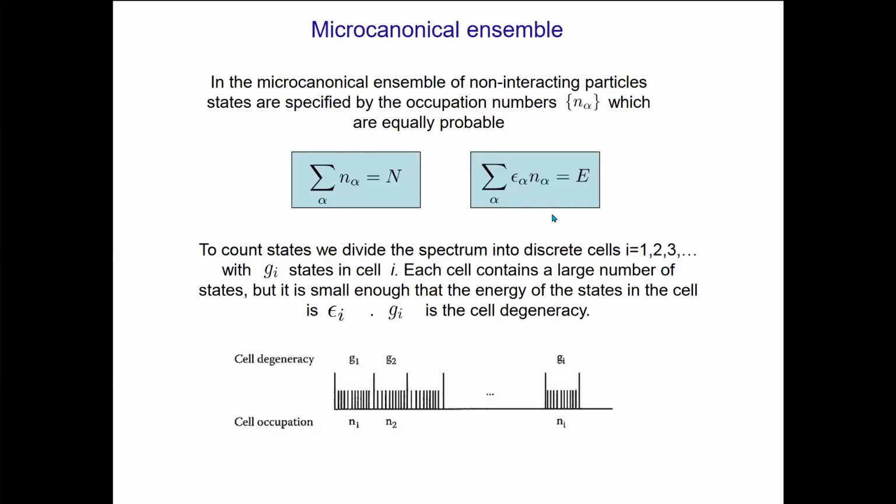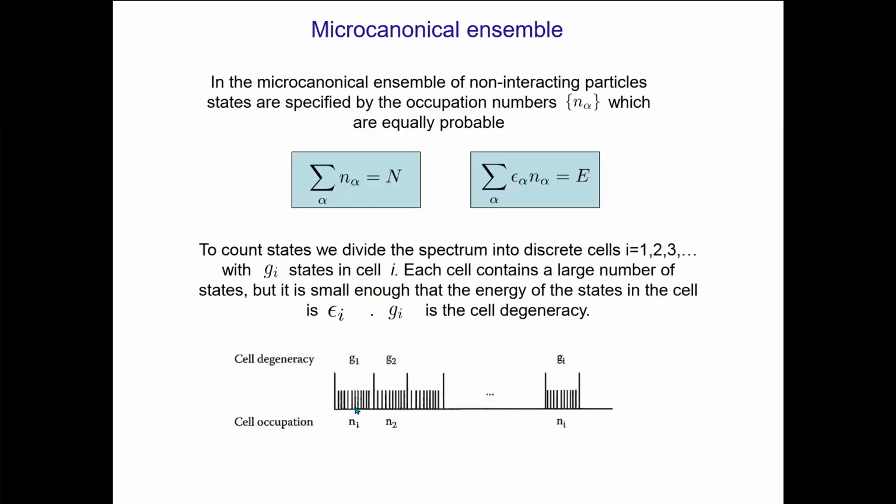To do that, we actually need to first discretize the system, so as to count states in the discrete system. Even if the energy spectrum is continuous, as we did in the microcanonical ensemble, we introduce small volumes in the phase space. So we would like to develop a similar set of ideas. To count states, we now divide the whole spectrum of the system into discrete cells, i equal 1, 2, 3, which are shown here, okay?